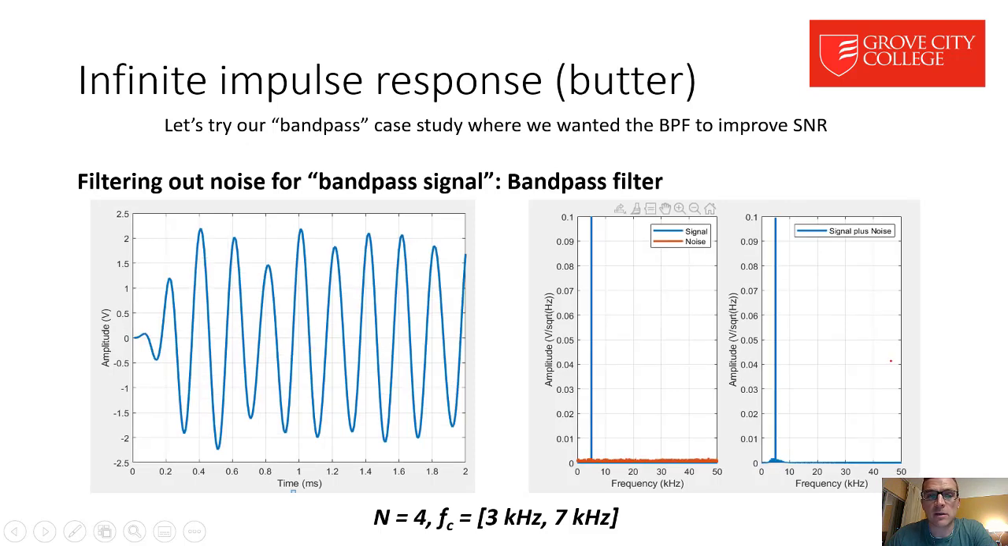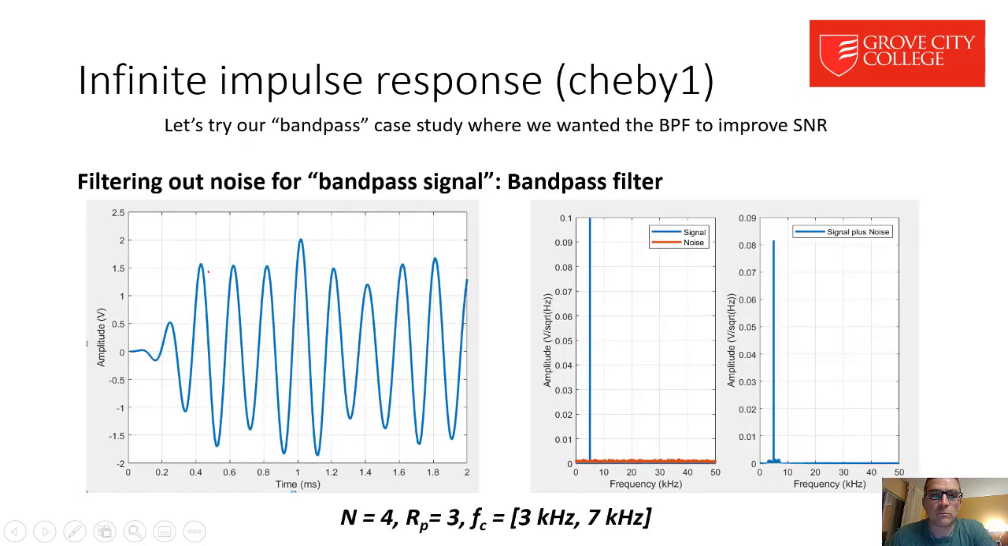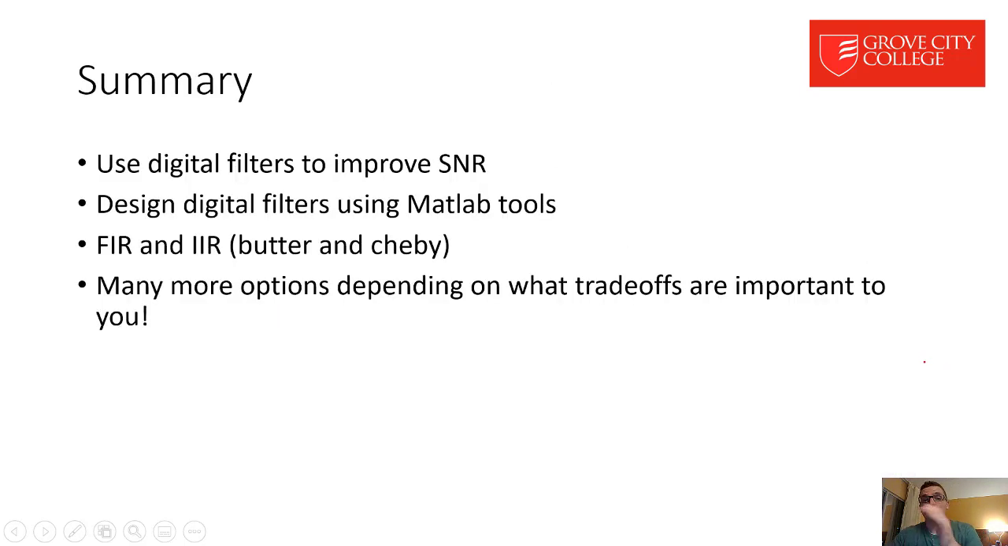And then Chebyshev, we expect the least noise of all with Chebyshev, but more bouncing of our signal because of more distortion. All right, so in summary, we can use digital filters to improve SNR. I don't think there's any engineer in the world who's designing them by hand at this point. You just use the digital filter tools. FIR is good to know how to use.